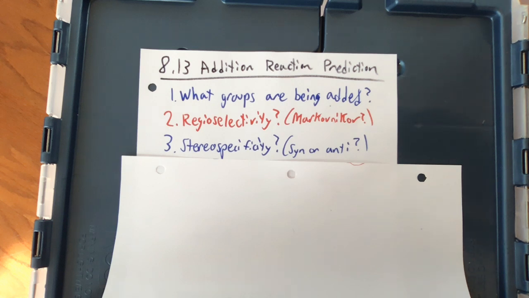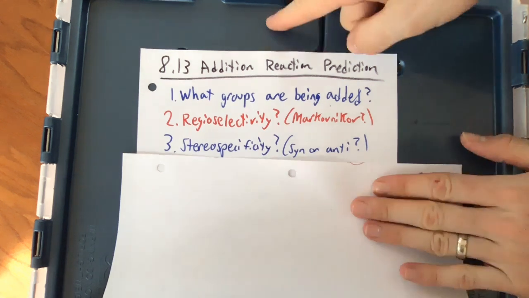And that's step 1. Step 2 is to think about any regioselectivity that we can remember that comes with those groups being added. So for instance, is the addition going to follow a Markovnikov substitution pattern, or will it follow an anti-Markovnikov substitution pattern? And last, we need to think about stereospecificity. Do these reactions follow a syn addition pattern or an anti-addition pattern? Remember, syn addition pattern means that the 2 things add on the same face of the alkene, and anti-addition patterns mean that they add on the opposite face of the alkene.